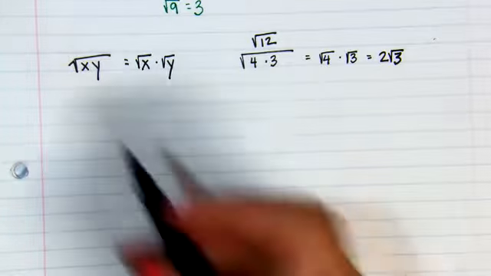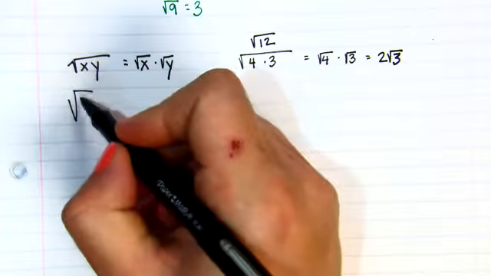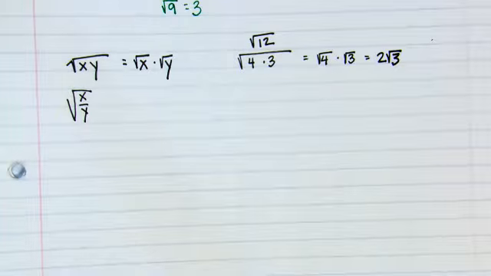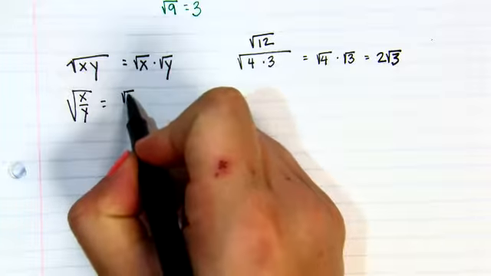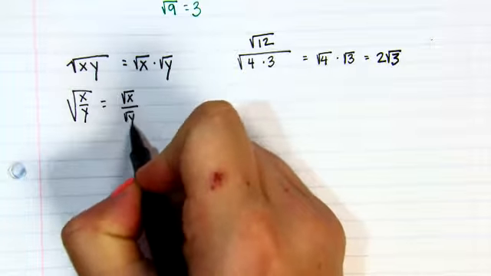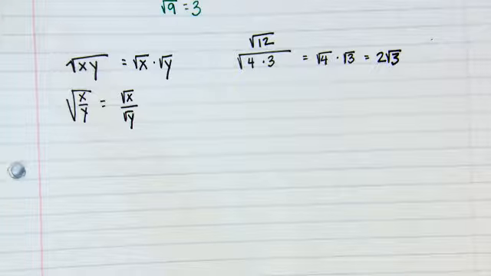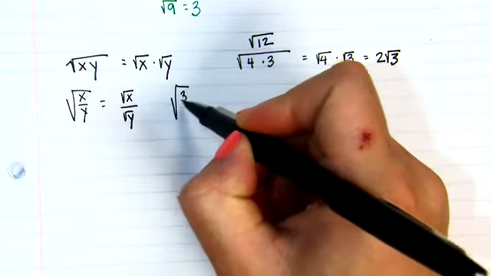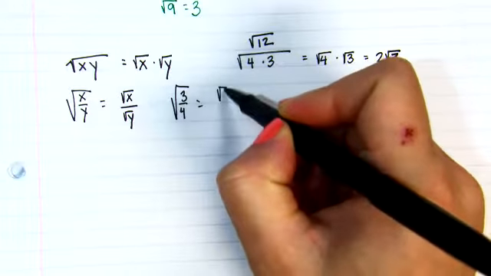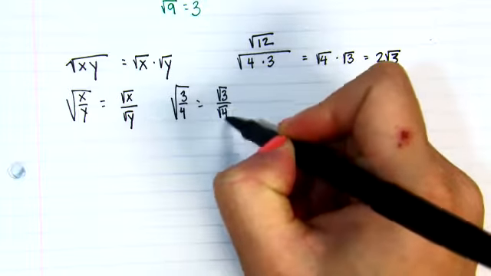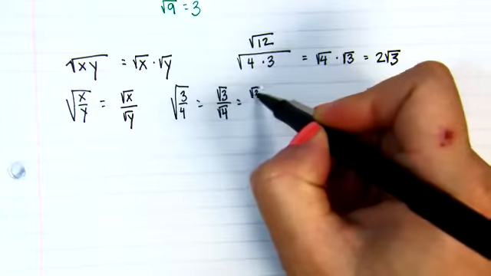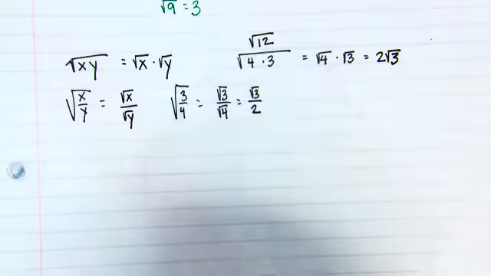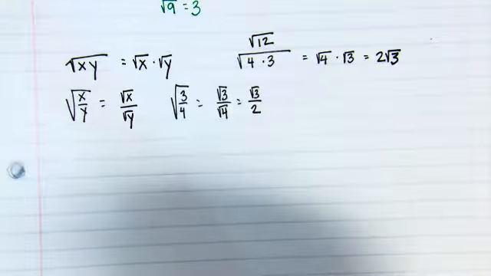This works the same way when we're talking about the quotient or when we're dividing. So if I have the square root of x divided by y, I can break this into the square root of x divided by the square root of y. And I can do the same thing then. If it's the square root of 3/4, that's the same as the square root of 3 over the square root of 4, or the square root of 3 over 2, because 4 is a square number. It has a nice square root. So these are just ways that we're going to simplify.